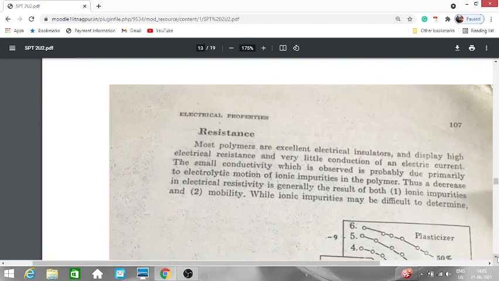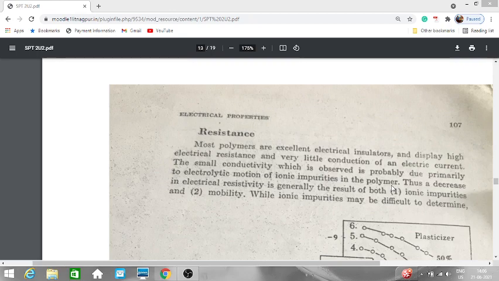Resistance. Most polymers are excellent electrical insulators, we all know, and display high electrical resistance and very little conduction of an electrical current. The small conductivity which is observed is probably due primarily to the electrolytic motion of the ionic impurities of the polymer. So whatever small conductivity sometimes occurs in plastic is because of the impurities.